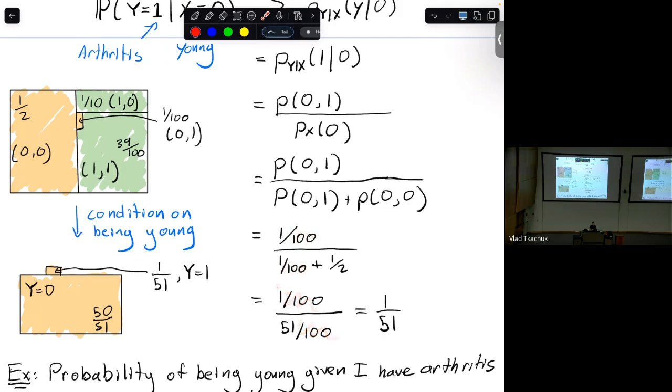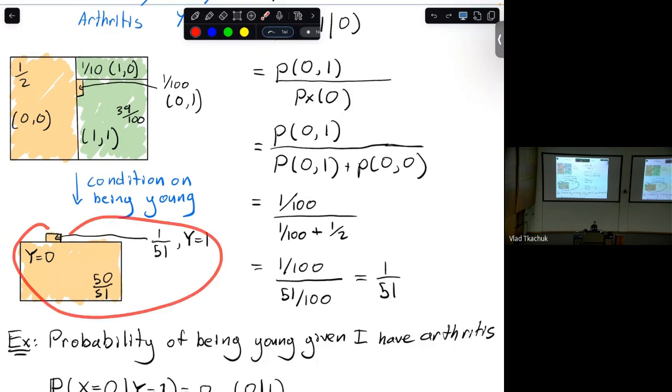So you can think of it as if you had 100 people, this is your full area. Then maybe 50 of them, which represents 1/2, are in this case. Here you have 1/100, so one person is in this case, and so on. And all this is telling you is that 1 out of 51 young people are bound to have arthritis from this case, which is this picture here. You have basically reduced your space, you reduced your area.